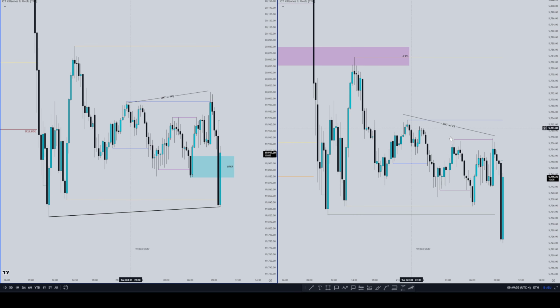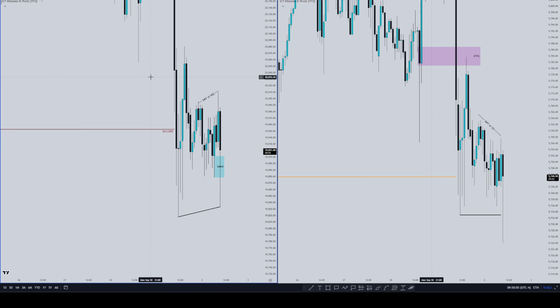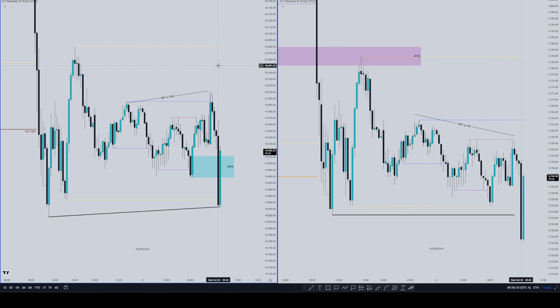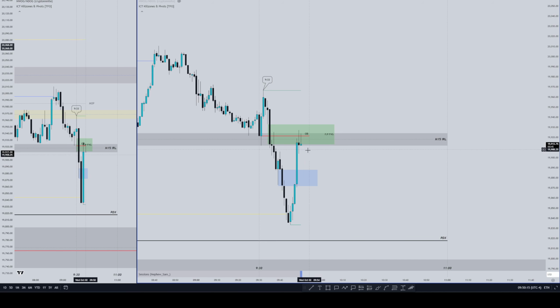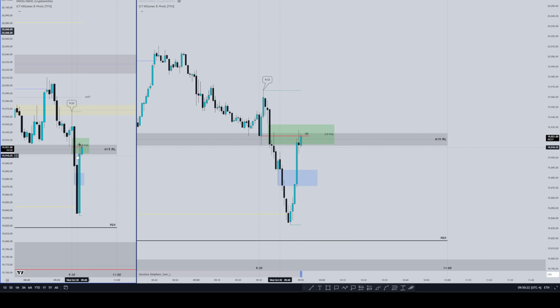Now the SMT on both sides is what kind of worries me. Here's macro time. 5-minute order flow is currently bearish. We didn't really close above this swing high. Obviously, if we do that, then that would be a long up to basically PM session high.